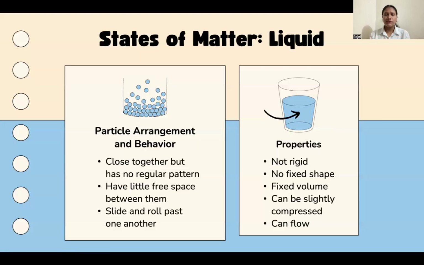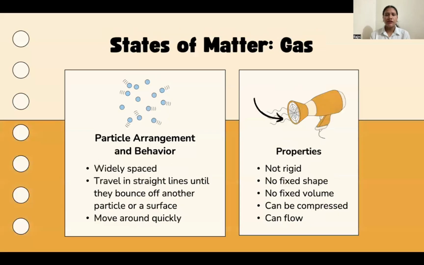So, let's move to our last state of matter, that is the gaseous state. From the diagram of the particle arrangement, we can all see that as compared to solids and liquids, the particles in the gaseous state are widely spaced and they are randomly placed, even more so than in liquids.